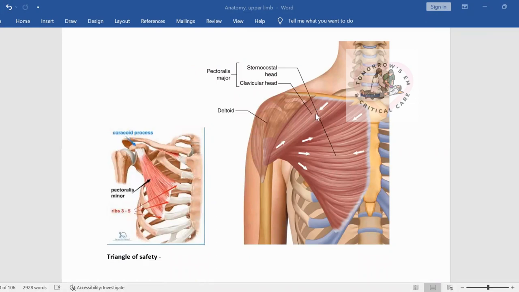Medial two-third of the clavicle. So this one is the medial two-third of the clavicle. Good. Medial two-third. Then? Clavicular head. Then? Sternocostal head. Sternum. Anterolateral sternum. Part of this.